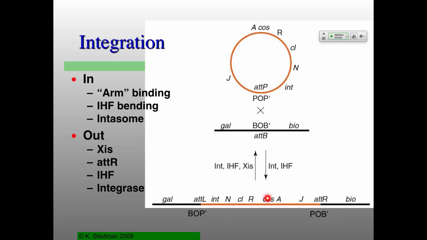So once you have this integration that takes place, this is great and wonderful, but we also have to have induction.